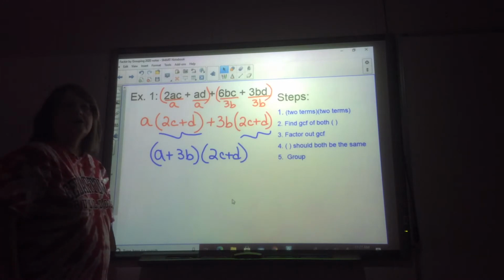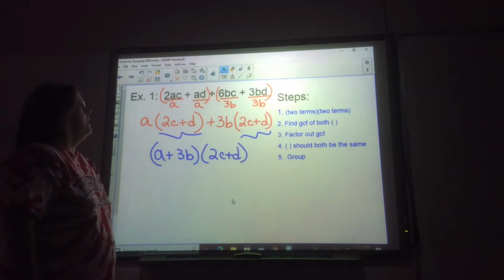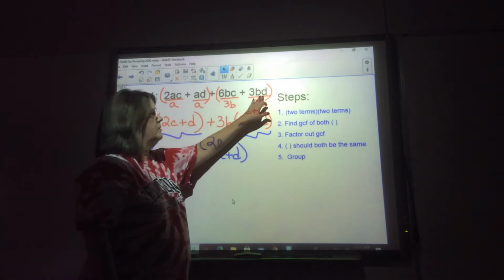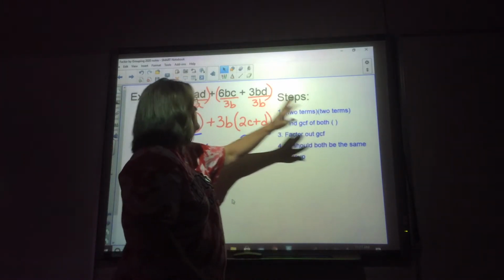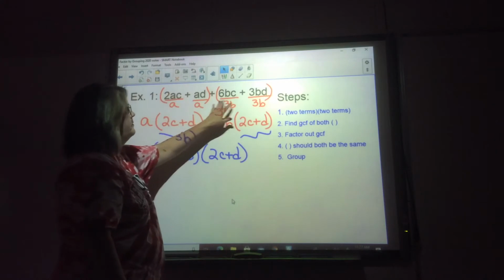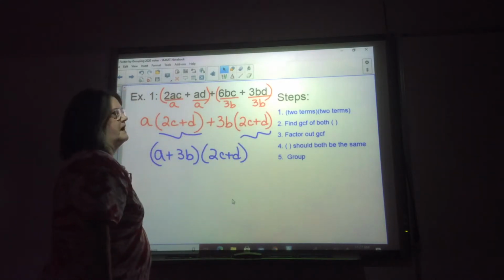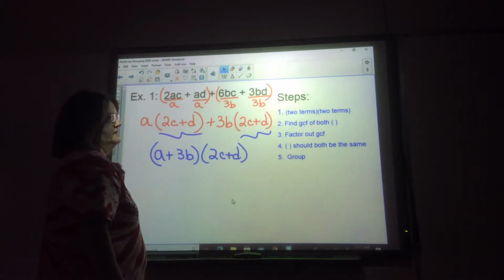This is solving by, or factoring by grouping. You begin by taking your 4-term polynomial and putting parentheses around 2 terms at a time. So parentheses here, parentheses here. Then you find the GCF of both sets of parentheses.